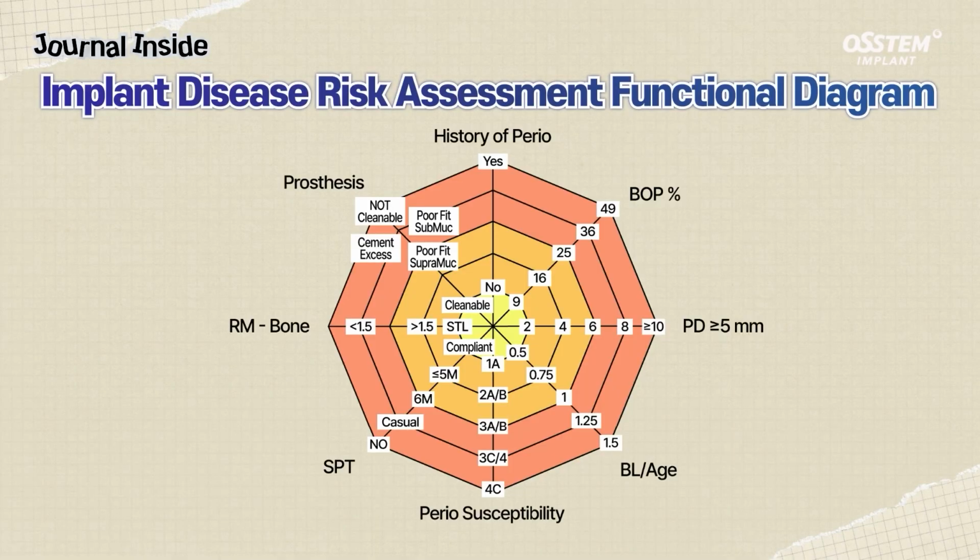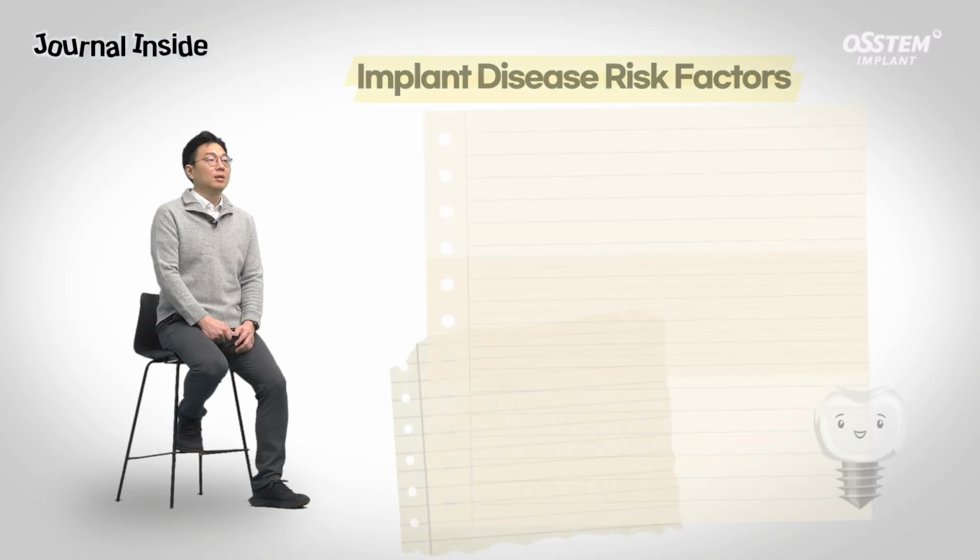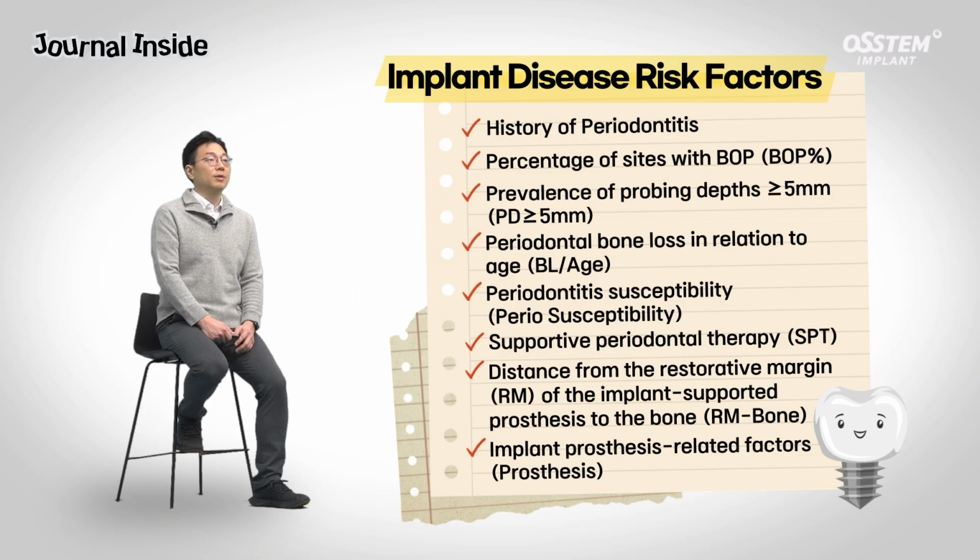This is the implant disease risk assessment functional diagram. According to this journal, it's recommended to remember just this one diagram. In this paper, the 8 factors influencing peri-implant disease are as follows. Let us take a look at each factor one by one.